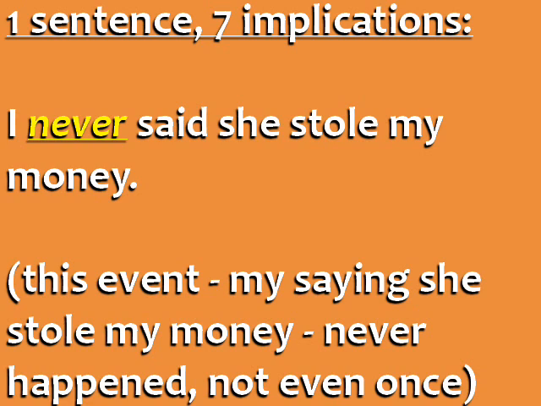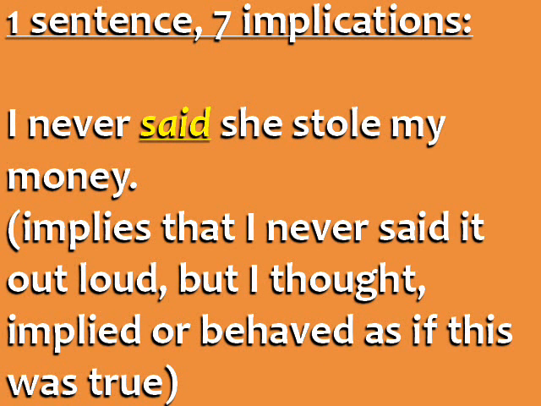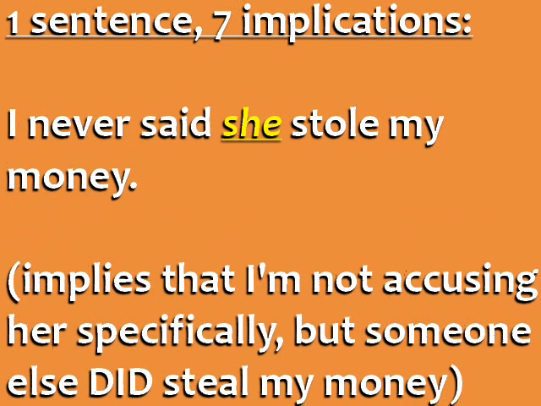emphasizes that this event, my saying she stole my money, never happened, not even once. I never said she stole my money implies that I never said it out loud, but perhaps I thought, implied, or behaved as if this was true. I never said she stole my money implies that I am not accusing her specifically, but that someone else did steal my money.